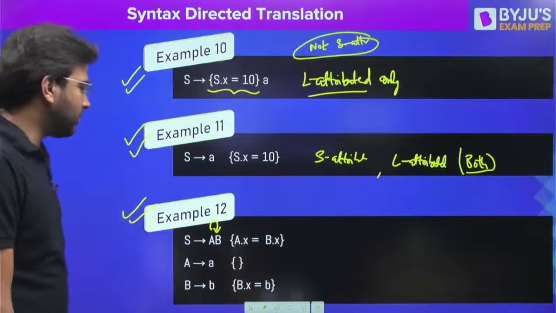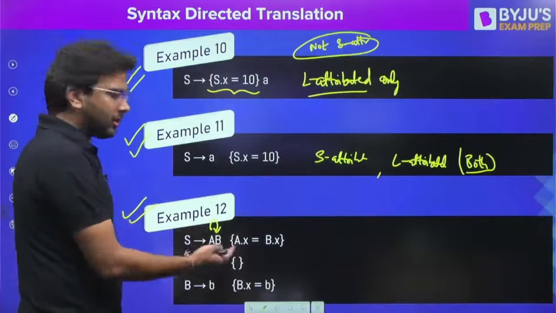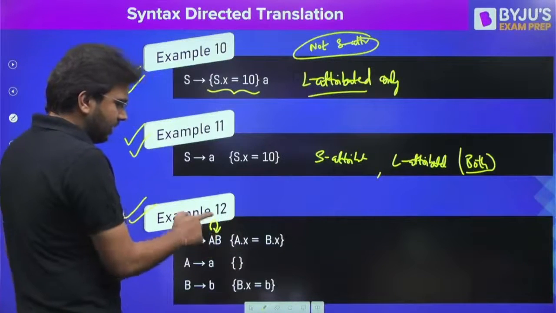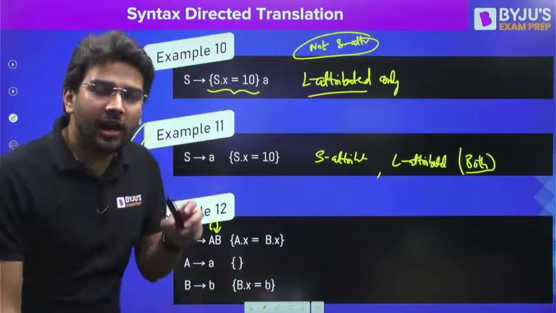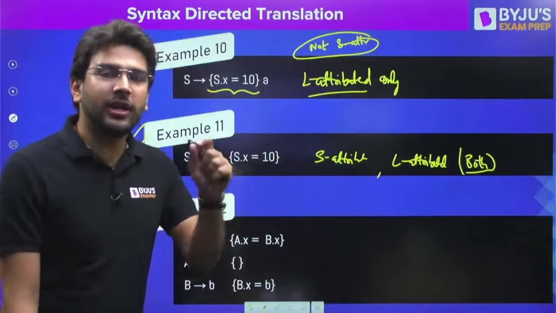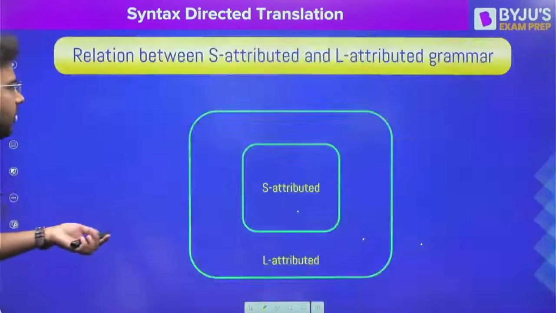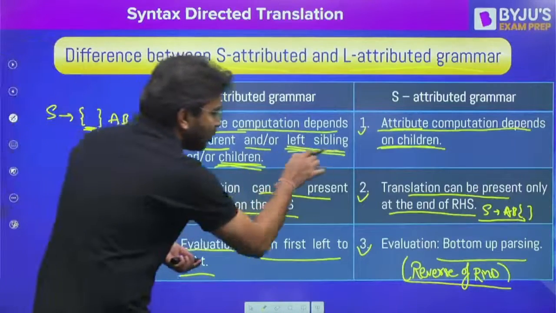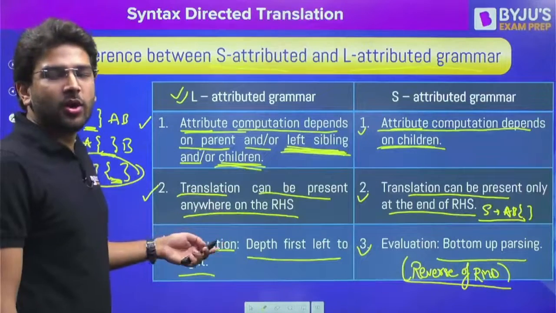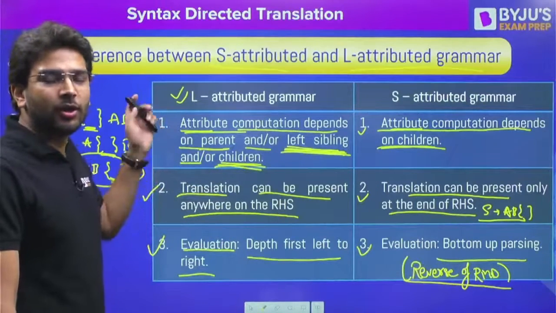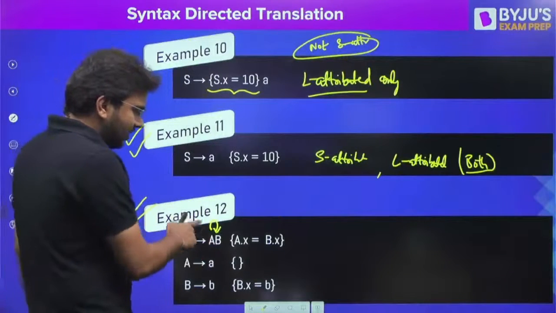Sakshi is saying L attributed. See here, on the translation position we cannot decide, but here A is taking the value from B. That means it is taking the value from its right sibling. Is it allowed in case of L attribute that attribute computation can depend on the right sibling? Tell me, is it allowed? It is not allowed. It can take the value from the left sibling only, or parent or children, not the right sibling. So that is why here it is taking the value from its right sibling.